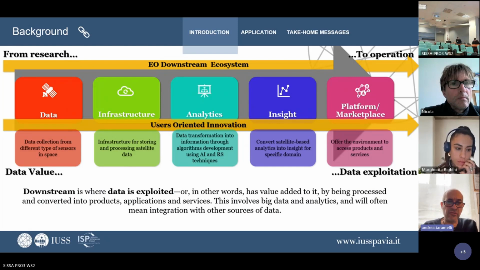One of the major issues that we are facing, at least in Europe, but it is a worldwide issue, is that we have to go from research to operation. When we say downstream ecosystem, we go from the data, the Earth observation data, which we all know are satellites. But we are starting to face reality: we have built a lot of satellites, so we are already delivering a lot of data, and there's a huge problem.